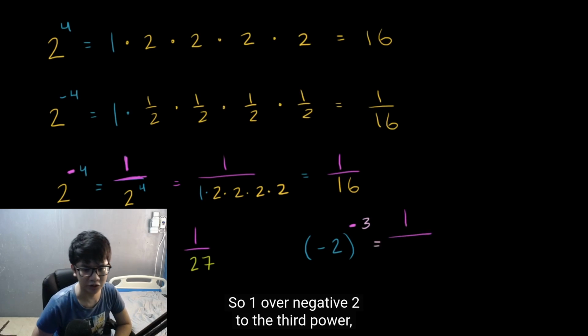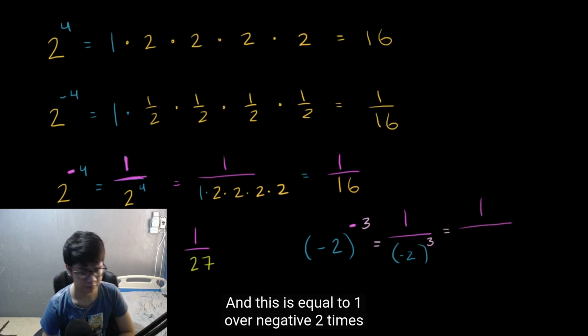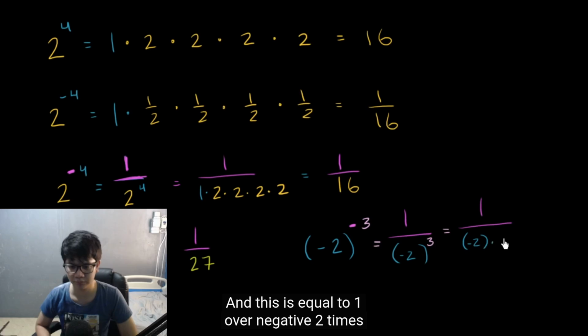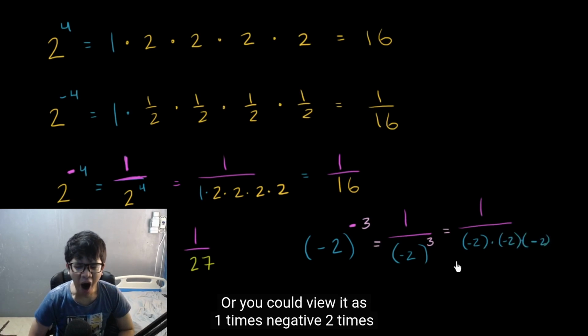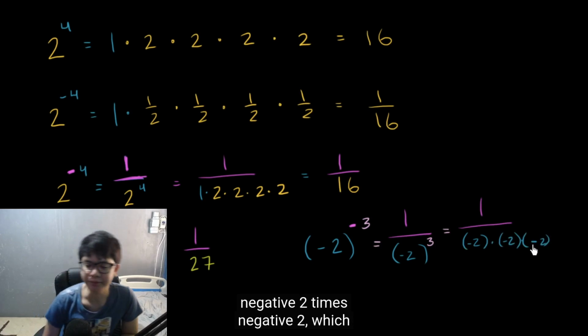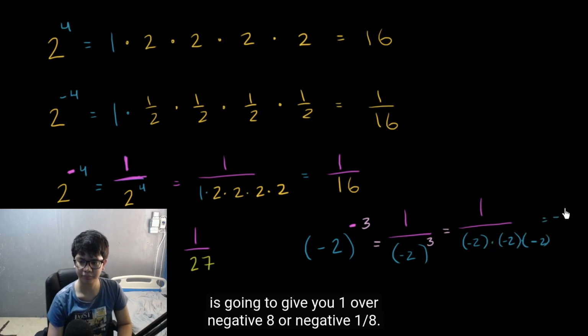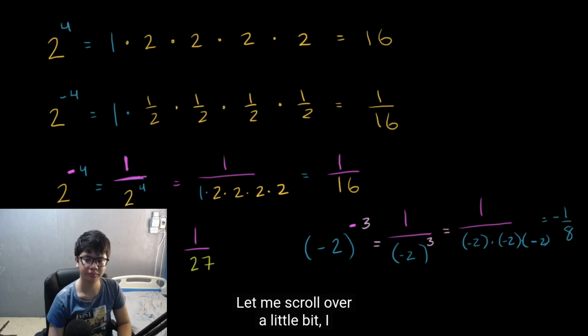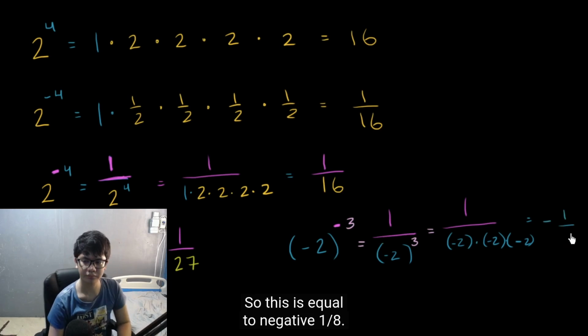So 1 over -2 to the positive third power. This is equal to 1 over -2 times -2 times -2, which is going to give you 1 over -8, or negative 1/8. So this is equal to -1/8.